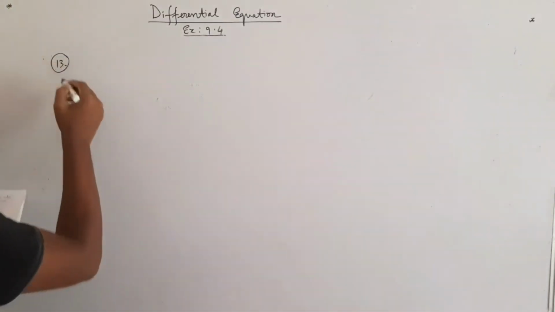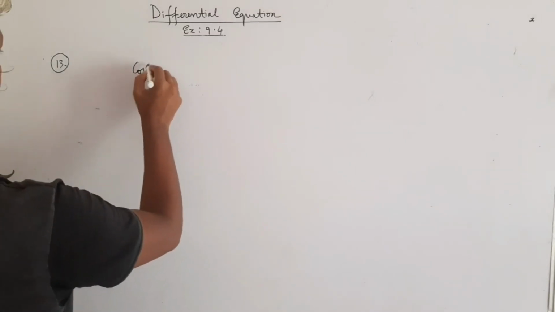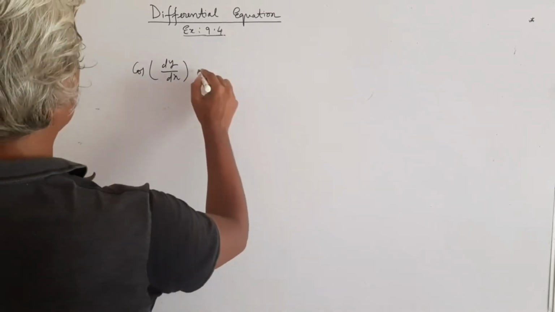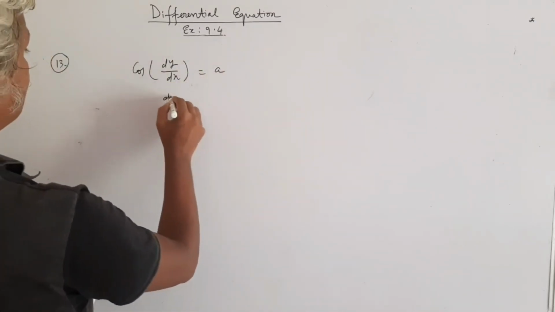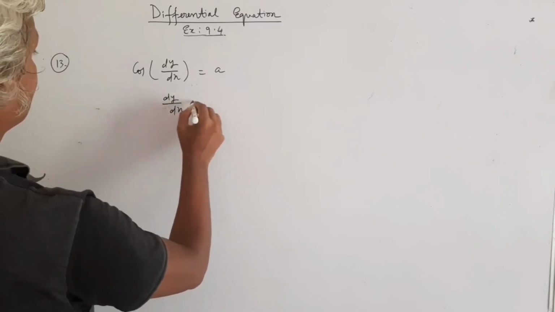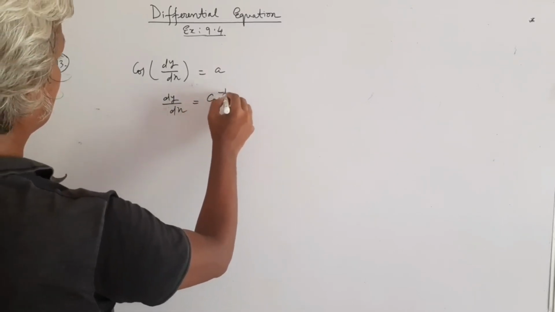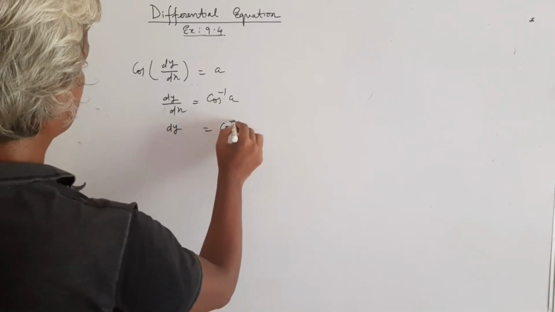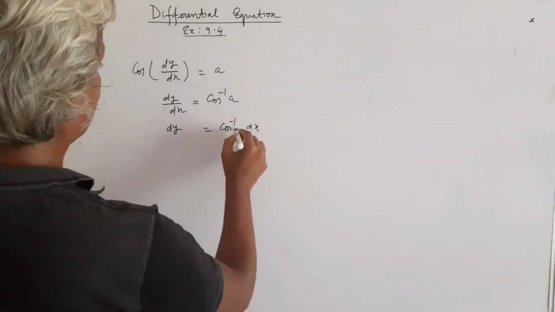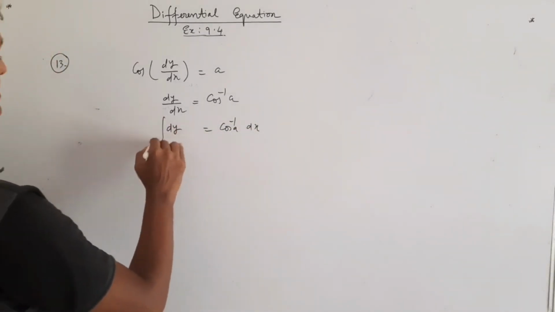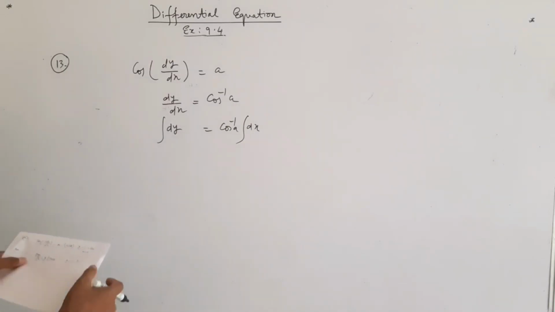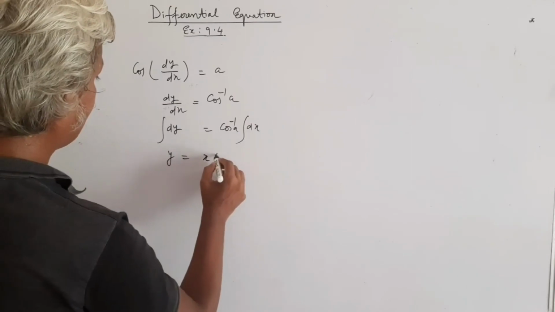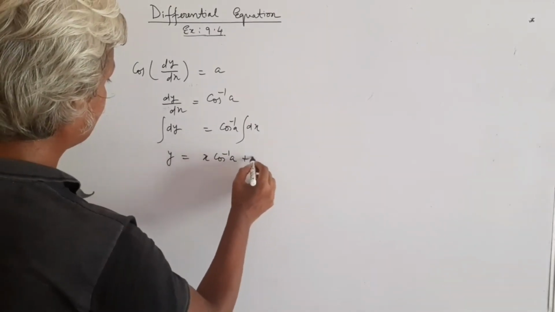Now this is question number 13. This question number 13 goes like cos dy over dx as a. Now you know that if you write dy by dx, this becomes cos inverse a. So dy is cos inverse a dx, but cos inverse a is a constant, so it means we have to integrate like this. So we get y equals x cos inverse a plus c.